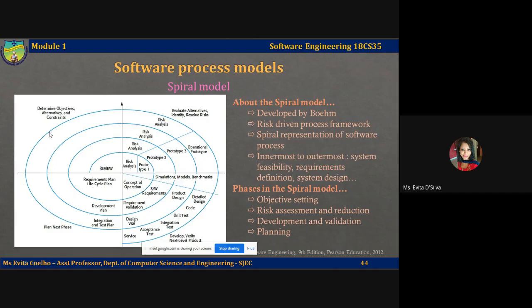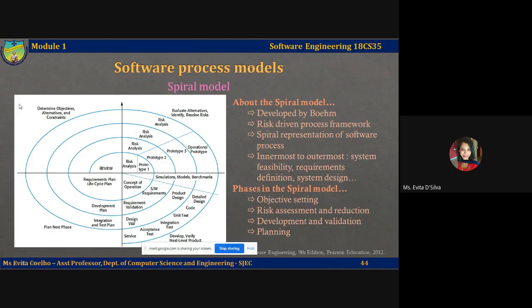The spiral model combines change avoidance and change tolerance. It assumes that changes are a result of project risks and includes explicit risk management activities to reduce these risks. You may also see that along with having multiple loops in the spiral, the entire spiral model is by itself split into four sectors. Let's look at each of these sectors.